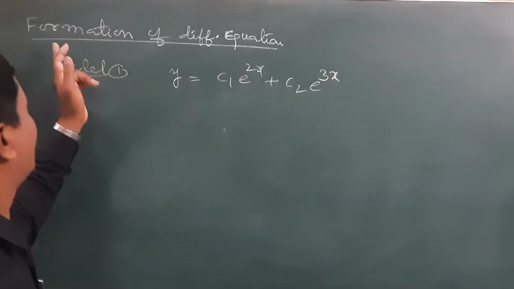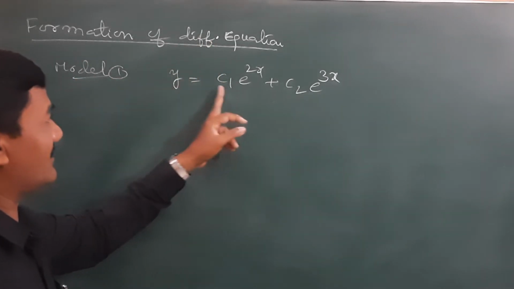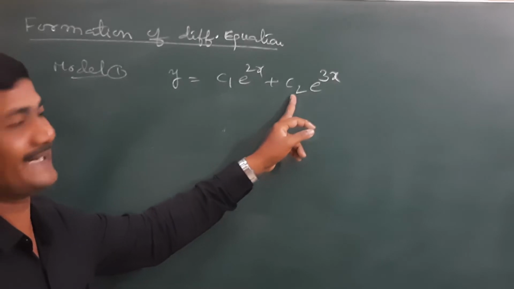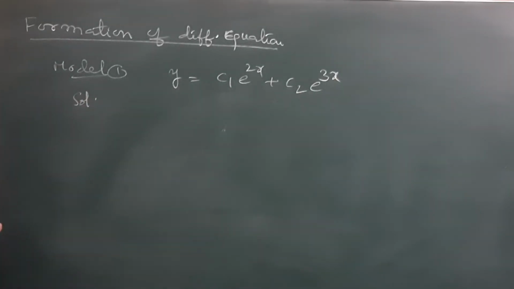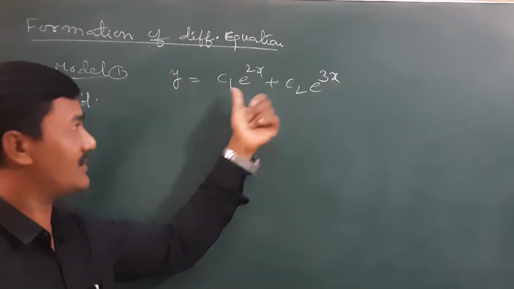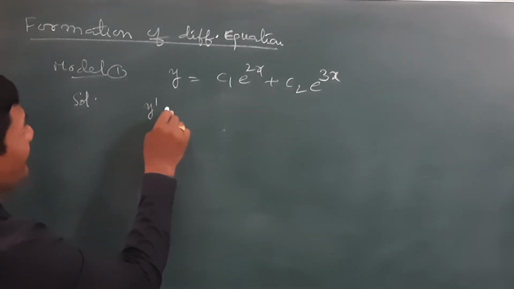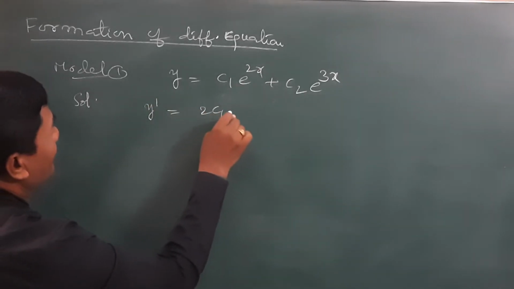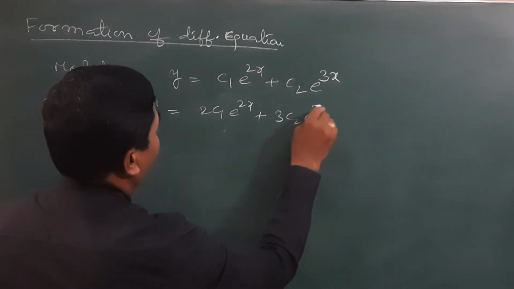Model 1 is y is equal to c1 e power 2x plus c2 e power 3x. So how do we form the differential equation? The equation has two constants, c1 and c2. Here, first derivative y dash is equal to 2 into c1 e power 2x plus 3 into c2 e power 3x only.